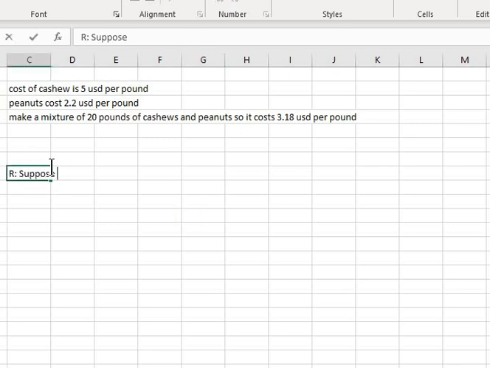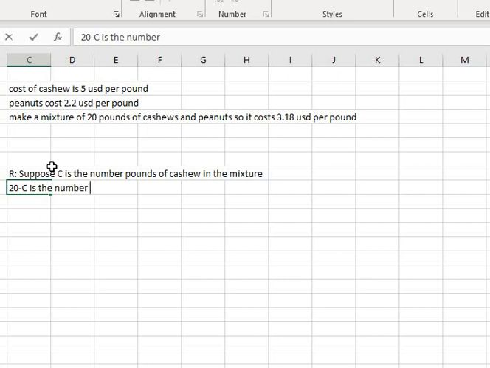Suppose C is the number of pounds of cashew in the mixture. And then we must have 20 minus C is the number of pounds of peanuts in the mixture.